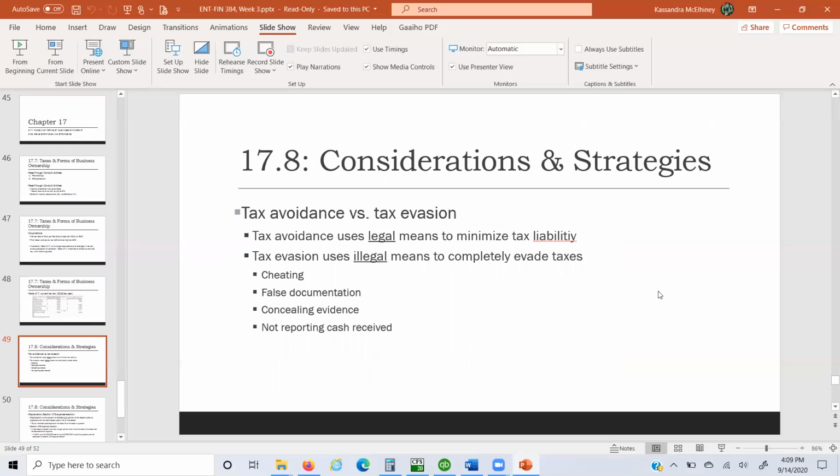So some of the considerations and strategies given in the book got a little overly verbose, in my opinion. But what it really boils down to is, is a situation tax avoidance or is it tax evasion? If something is tax avoidance, that's okay, because that's legal means to minimize tax liability. Even though it sounds a little questionable, it's not. Tax evasion is what's illegal. And that's illegal means to completely evade taxes, such as cheating and false documentation, concealing evidence, and one the book didn't report, not reporting cash received. That's tax evasion right there. What got Al Capone? It wasn't his mob crimes, it was tax evasion.